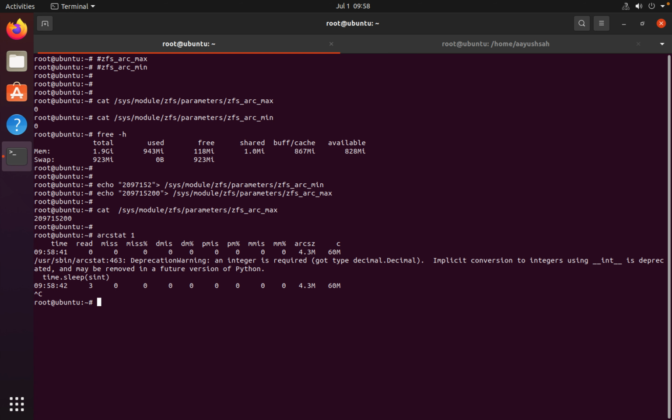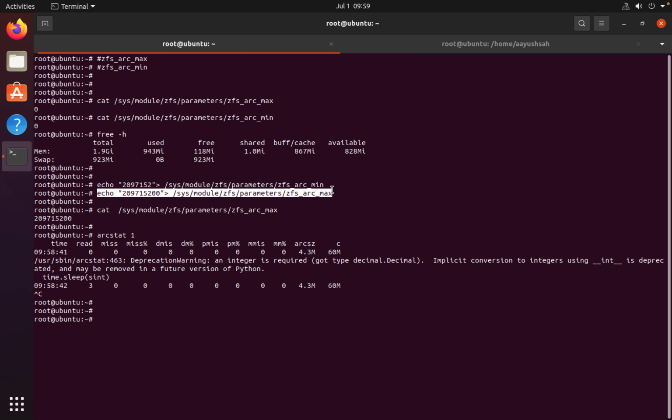While tuning this parameter, what you need to take care of is that the miss percent should be nearly 0. This miss value should also be nearly 0. If it's more than 1-2%, like if it is 20-30%, then you may need to increase this cache value, which basically means we need to increase the zfs_arc_max value.